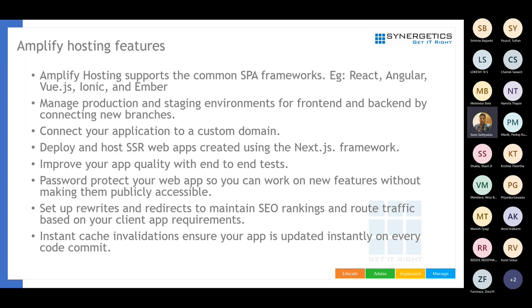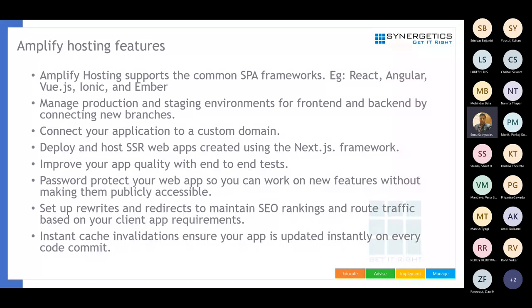Connect your application to a custom domain. So typically when you create and host an application in Amplify with the help of Amplify hosting, it will get a domain name, which is a random value. So you cannot predict what value comes because it is going to be a randomly generated value. But if you want to configure your application's domain name with a custom domain, then you can do that with this Amplify hosting.